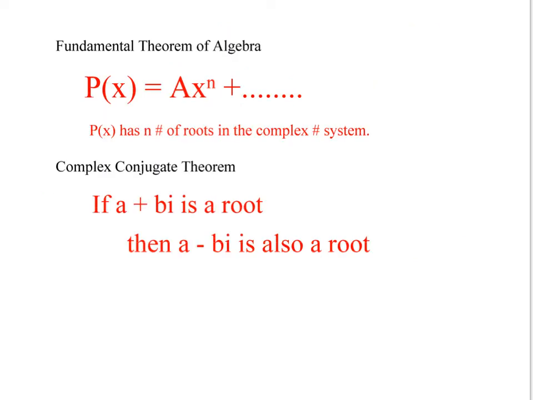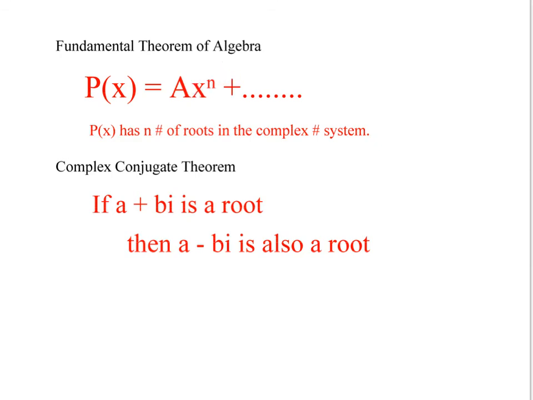Okay, make sure you get these into your notes. The fundamental theorem of algebra says any polynomial function to the power of n is going to have n number of roots in the complex number system. Some of those roots might be duplicates. Some of those roots might be imaginary roots, but there will always be the same number of roots as the power of n.